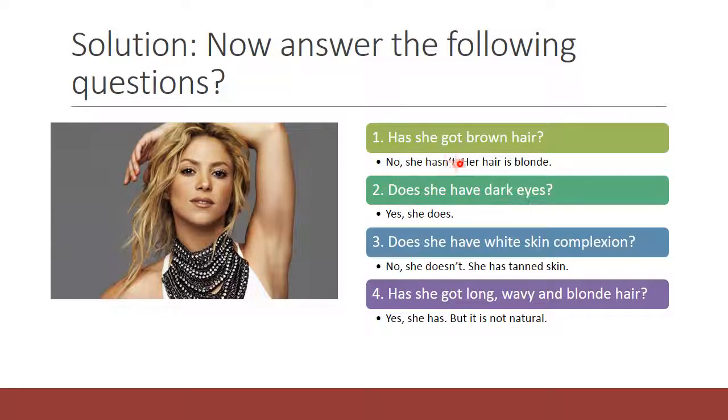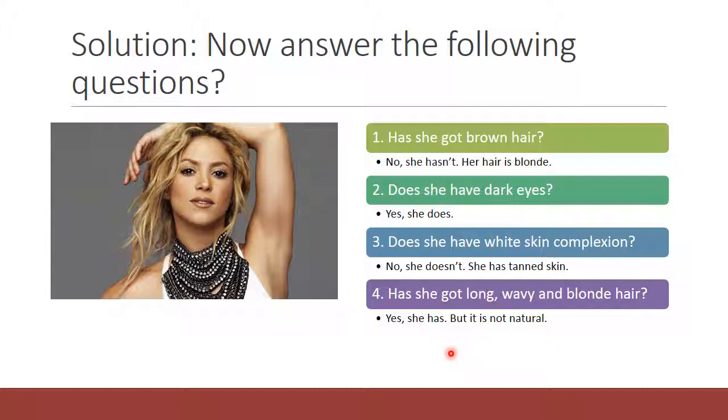No, she hasn't, the short answer. Her hair is blonde. We complement our answer with more information. Last question. Has she got long, wavy, and blonde hair? Yes, she has, but it's not natural. Now the question again starts with has, so we have to use has in the answer. Yes, she has, but it's not natural.